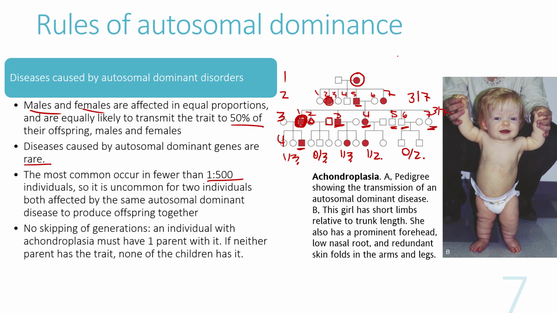So what you can see here is that there's a chance, if you're affected, that you produce affected children, 50%, right? And if your child inherits the normal version of the gene, then there's no chance at all that they will actually pass it on to their children. All right, so if neither parent has the trait, none of the children has it. And then you can see this between the third and the fourth generation.